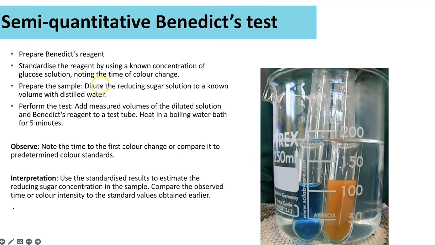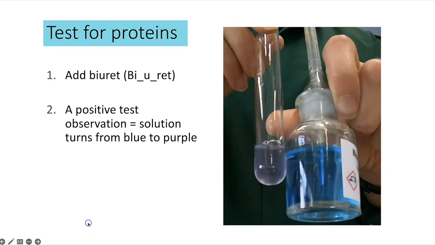So to prepare the sample, you could dilute the reducing sugar solution to a known volume with distilled water. So you can link this to the skill of serial dilutions to create a series of different known concentrations of glucose. And for each one, you'd perform the Benedict's test, time how long it takes for each of those concentrations to change colour, and then you'd note that down, and if you plotted that as a graph, the time taken for each one to change colour, then it is semi-quantitative.